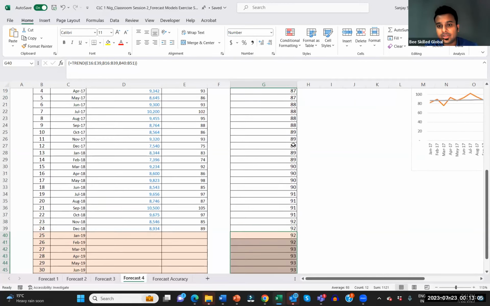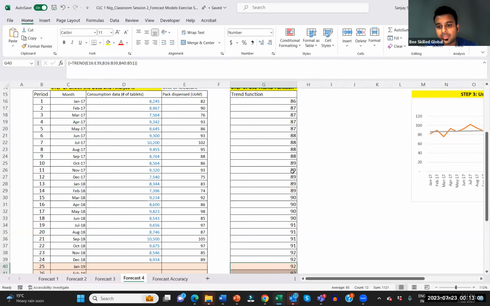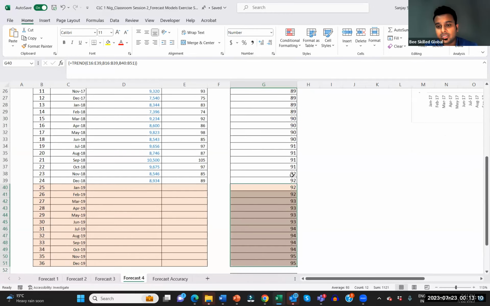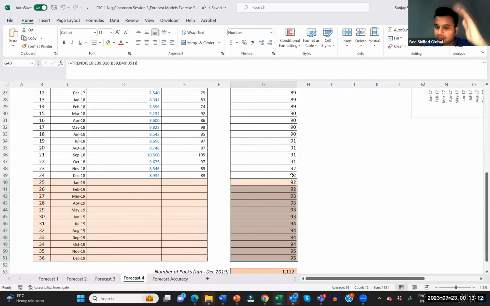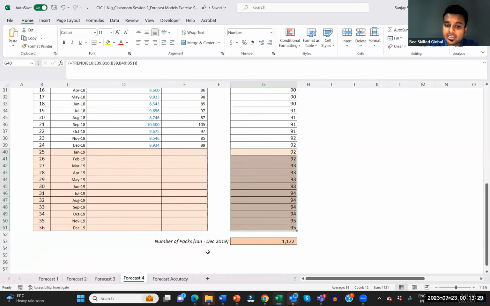As you see here, the trend line goes 86, 87, 88, 89, 90, 91, 92, 93, 94. So it's the same trend line which is going slightly in the upward direction. So it is already telling you that there will be more product required in the subsequent 12 months than what was required in the previous 12 months. That's why, in this case, we are not adding the assumption of 3.2%, but you still can add it.